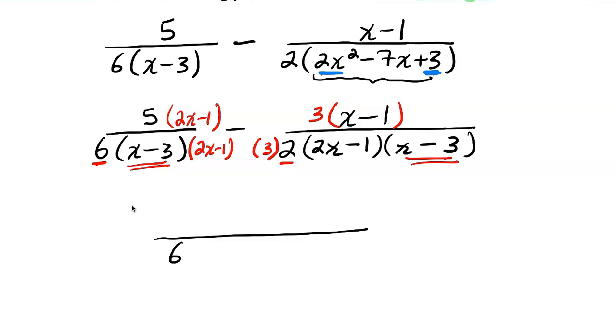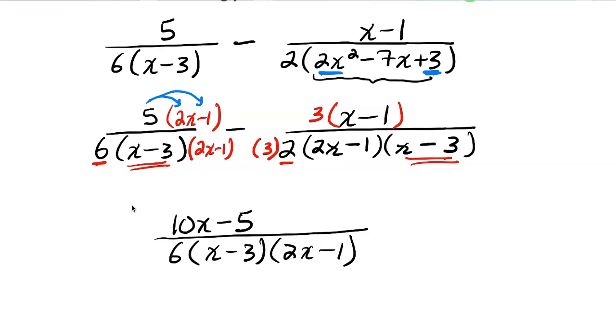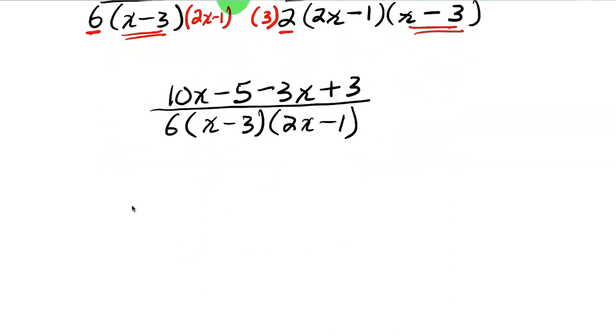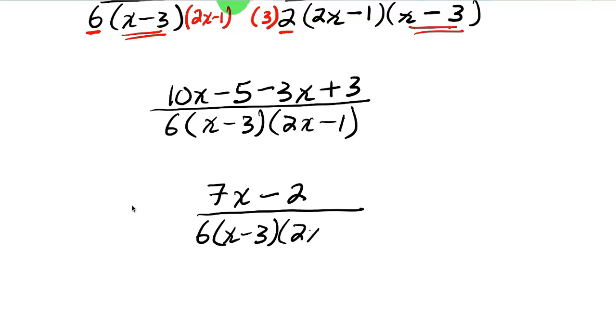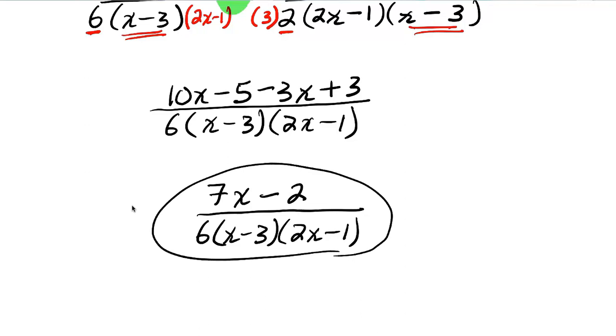Let's write this out. We have a 6. We have x minus 3. We have a 2x minus 1, and then we need to do a lot of distributing here. So that would be a 10x minus 5. Don't forget that subtraction. We have a 3x minus 3, and it's a negative. So negative 3x, negative 3 times negative 1 is plus 3. And then we can add like terms, so we get a 7x minus 2. And we have a 6, an x minus 3, a 2x minus 1. And again, we're not going to multiply that denominator, we're just going to leave it right like that, and that would be our final answer.